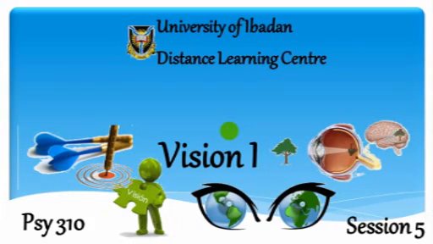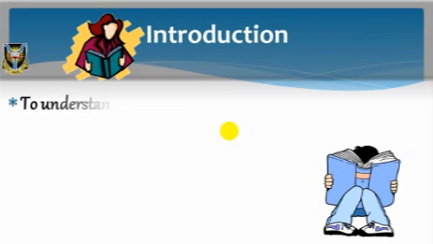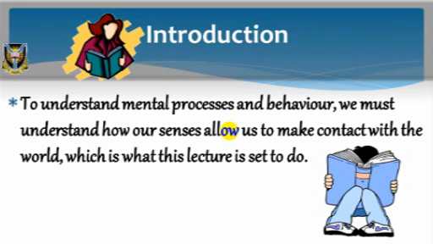Introduction. The processes of sensation and perception lie at the root of our experience of being alive, serving as the foundation for most of what we know and do. If we cannot sense the world, then for all practical purposes, it does not exist for us. If we sense it incorrectly, our world will be bent and distorted. To understand mental processes and behavior, therefore, we must understand how our senses allow us to make contact with the world.